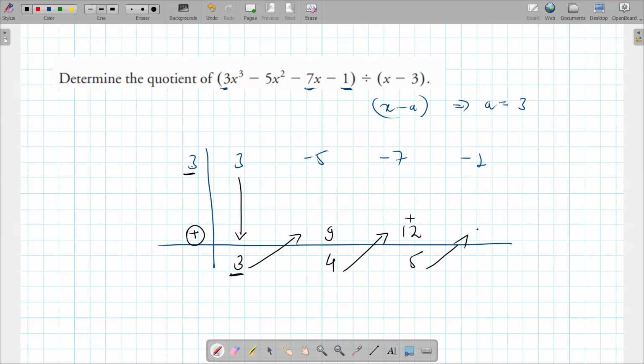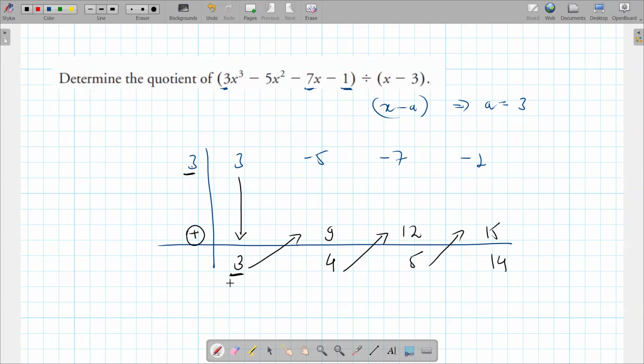So how did we get this number? We did 4 times 3. Same thing here. This number here, you always take the previous number and multiply it with the divisor. So 15. And then you add them up and that's going to be 14.